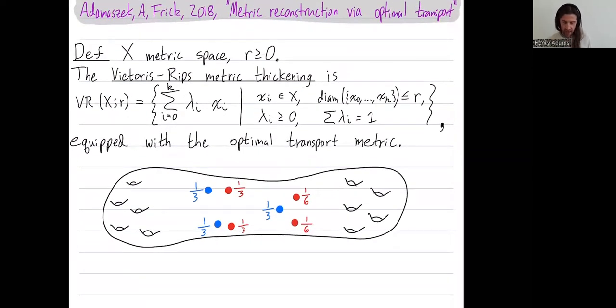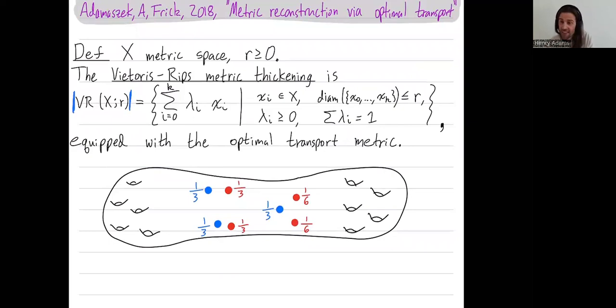So X is a metric space. Our scale parameter is R. We're going to build the Vietoris-Rips metric thickening. That's what it's called, the space with the new topology. But in order to describe it, first I'm just going to define the geometric realization of the Vietoris-Rips complex. We've already seen the Vietoris-Rips simplicial complex. It's just all simplices of diameter at most R.